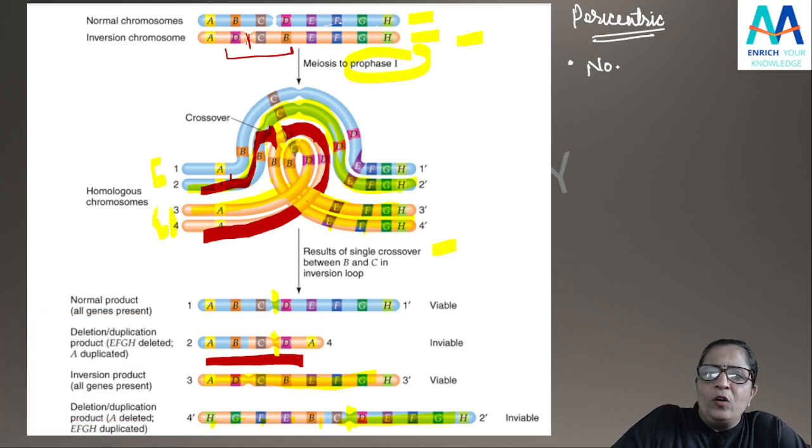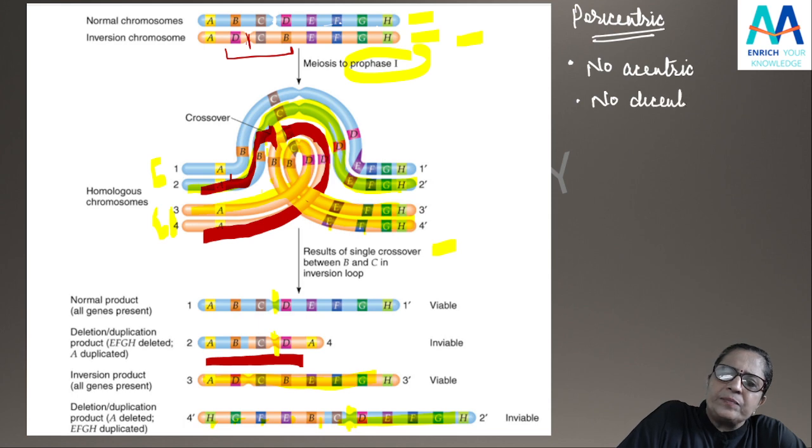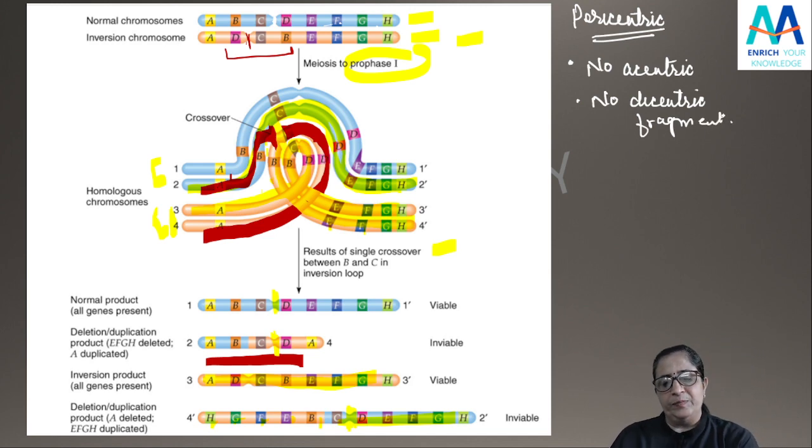Remember, there will be no acentric and no dicentric fragment. Why? If I am asking you the reason why, because students, a centromere is involved in this case. Centromere present in each strand there. Isn't it? Centromere is present in each strand. That's why there will be no acentric or dicentric fragment. Each one centromere is present there.